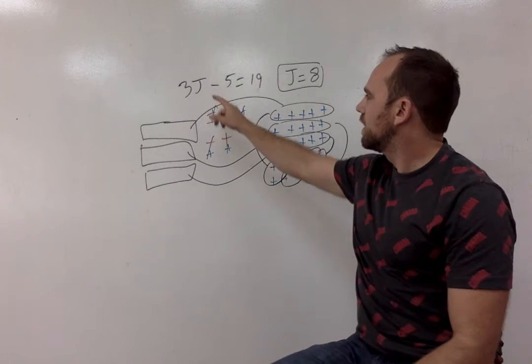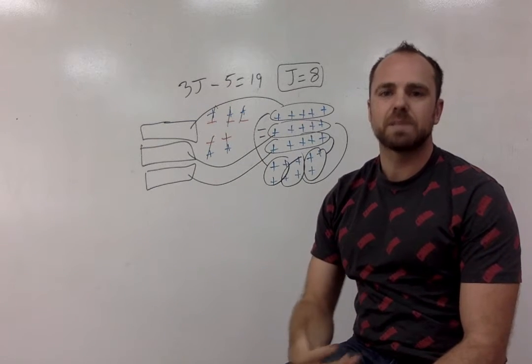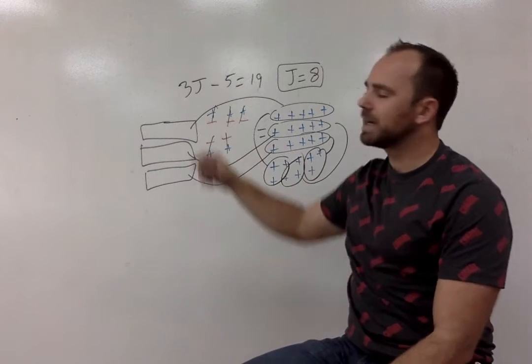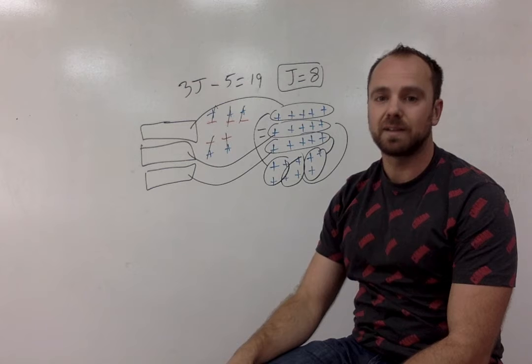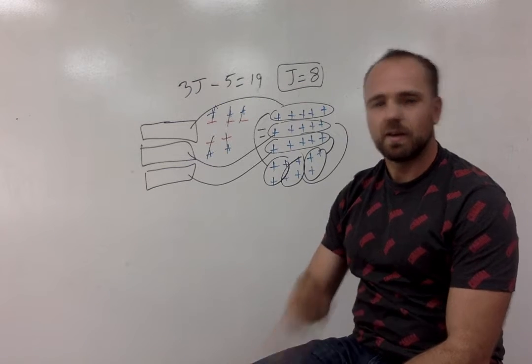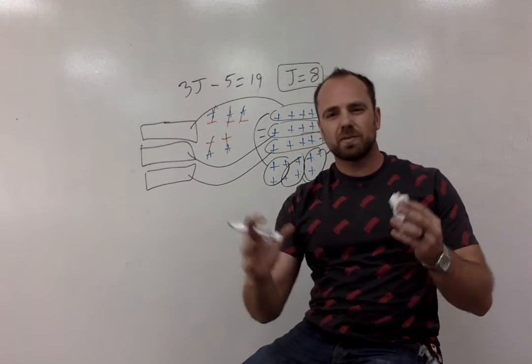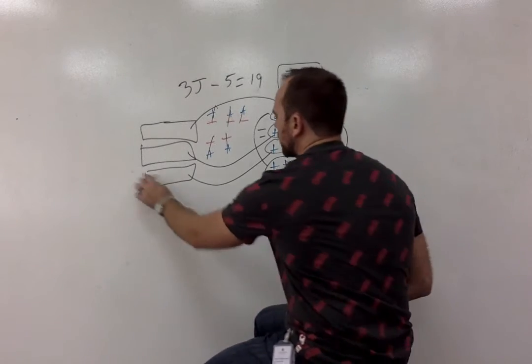What is 3 times 8? 3 times 8 is 24. 24 minus 5 equals 19. That's the second example. For the third example, we have to manipulate it a little bit more.